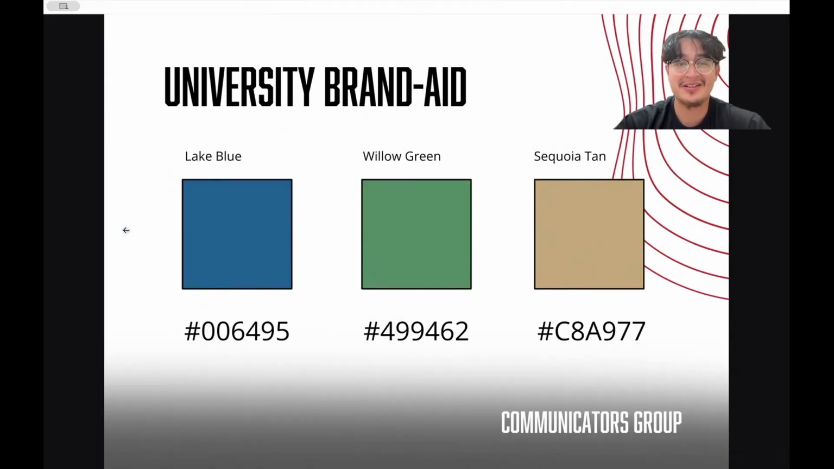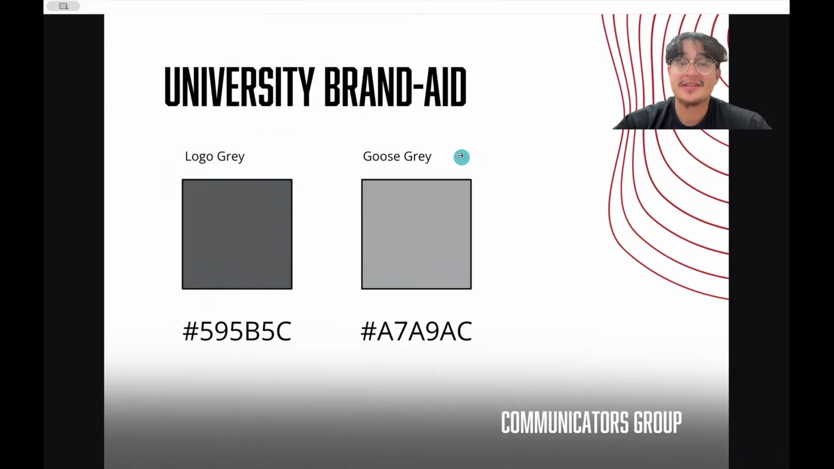Moving on to our secondary colors, we have lake blue, willow green, and sequoia tan. And last but not least, we have logo gray and goose gray. These are also considered our secondary colors.